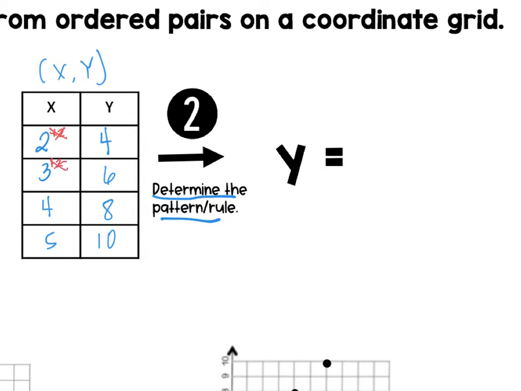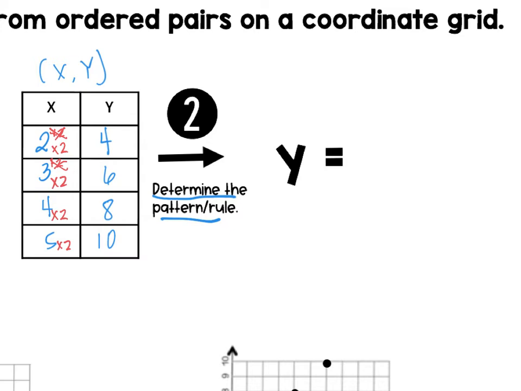We can say now, is there anything times 2 to get to 4? 2 times 2 equals 4. So if we are multiplying by 2, we need to make sure that every ordered pair is also multiplied by 2. So let's check the next one. 3 times 2 is equal to 6, so that works there. 4 times 2 is equal to 8, and that works there. 5 times 2 is equal to 10, and that works there.